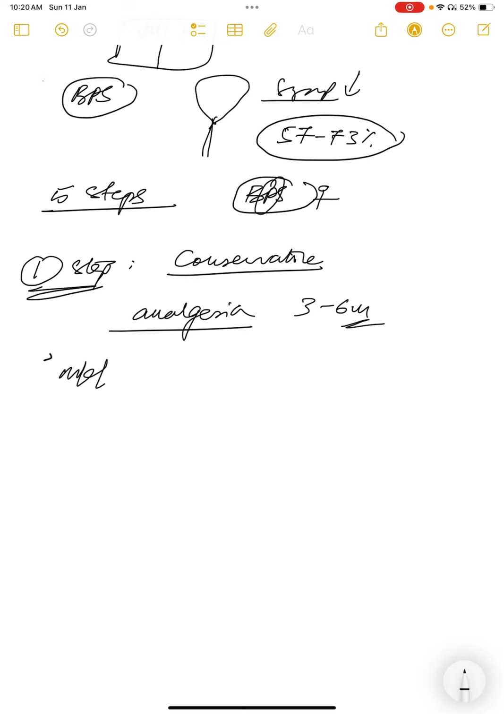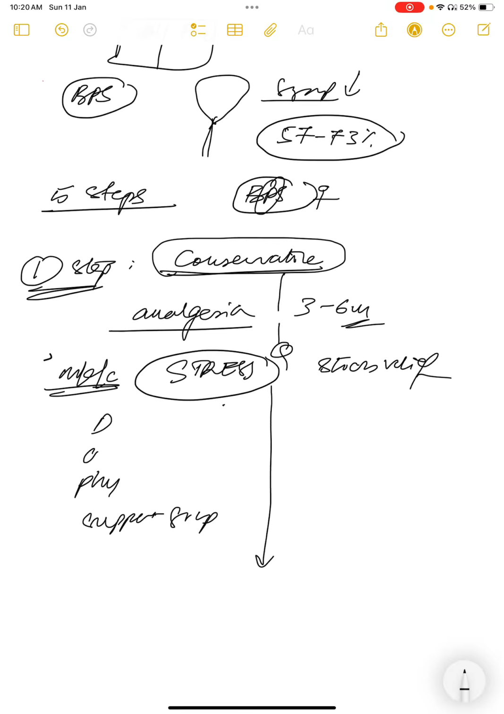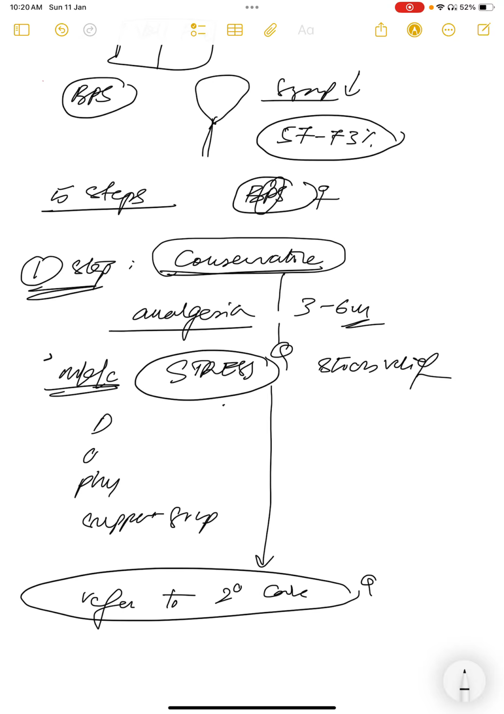And they will ask, what is the most common cause of bladder pain syndrome? It is stress. This is also one of the questions. So the second thing is you will go for stress relief, diet modification, exercise, physical therapy; support groups are available. If step one, conservative management, fails, what will you do? They will ask this question. The answer: first you refer her to secondary care.